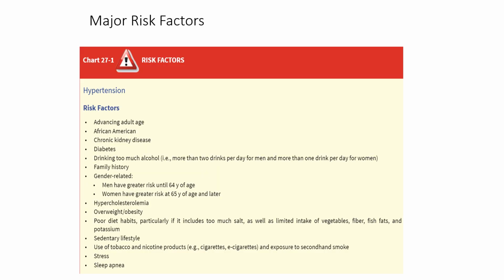Chart 27-1 in your book looks over risk factors for hypertension. Of course we talked about some of these: advancing age, African American race, chronic kidney disease, diabetes, drinking alcohol, and smoking are associated with hypertension. Of course, non-modifiable risk factors are going to be our family history and our gender, and then just poor habits, sedentary lifestyle, and so on.